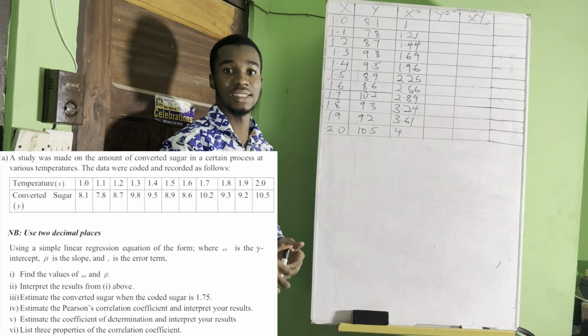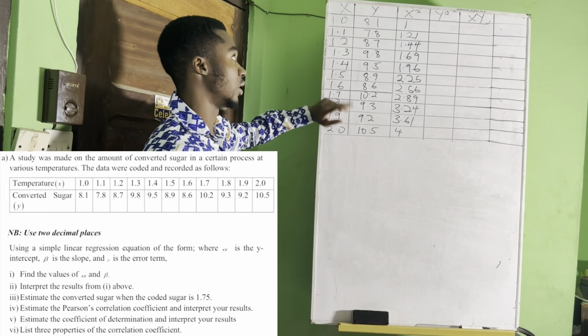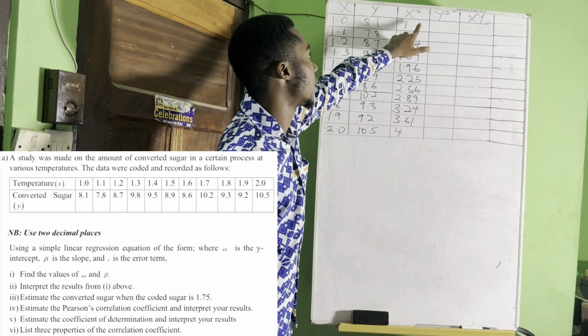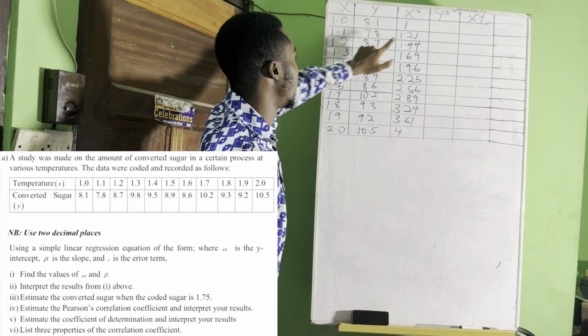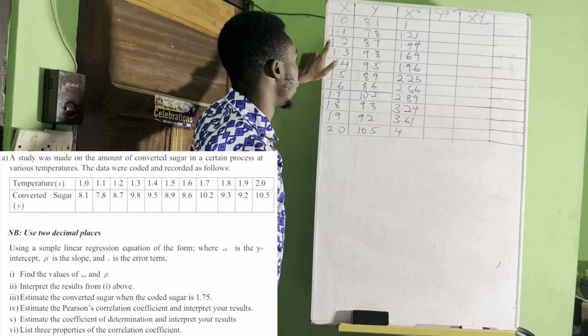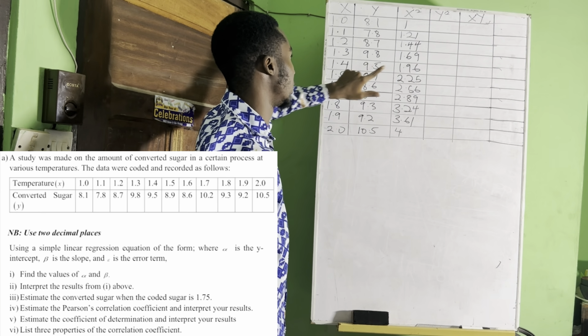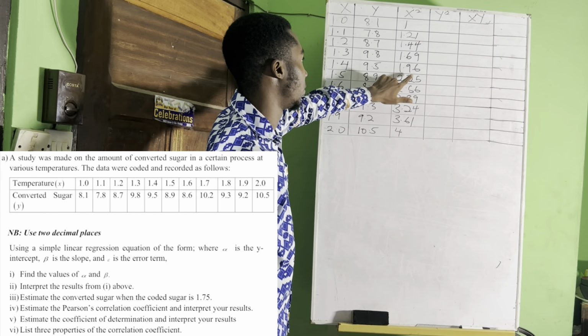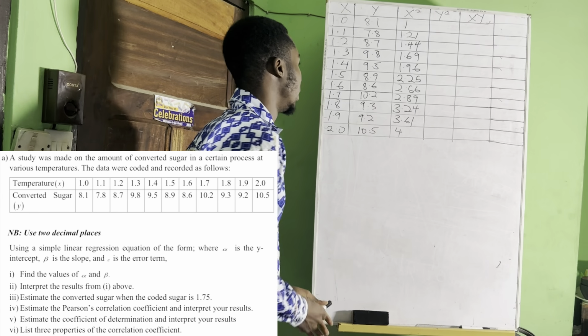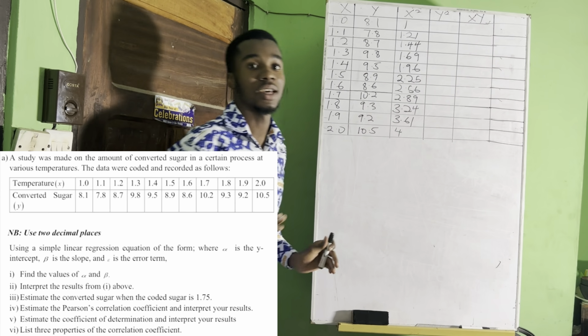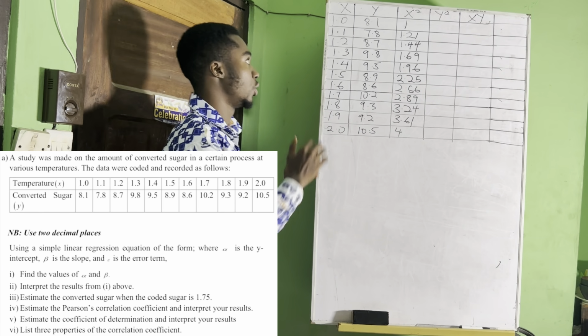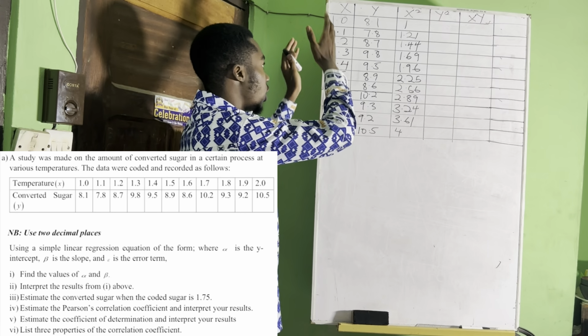So what I just did, I just squared all the x values. So 1.0 squared gives us 1. 1.1 squared gives us 1.21. 1.2 squared gives us 1.44. 1.3 squared gives us 1.69. 1.4 squared gives us 1.96. So I just squared all these x values. So whatever x values they give to you in the question, you just draw the table for it, then you square all of them.